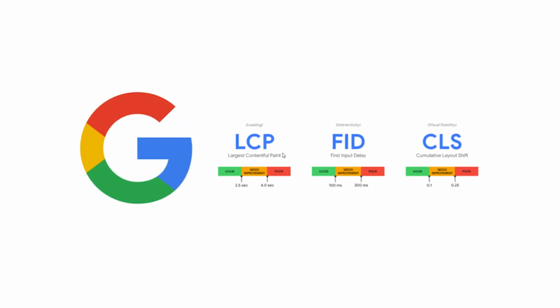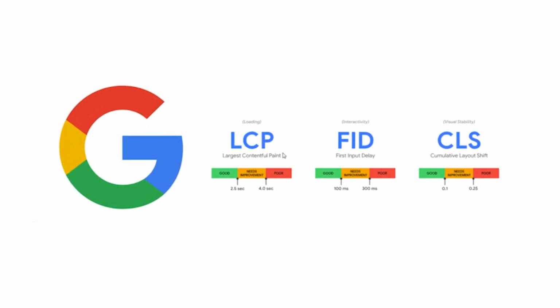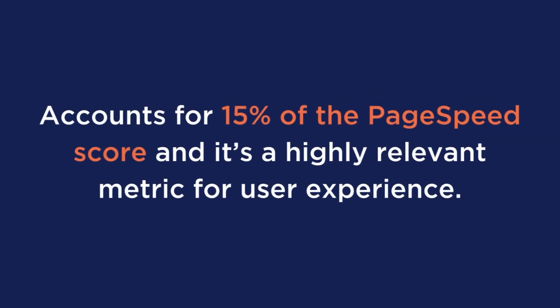And you can probably imagine how annoying it is for the user experience if the content is consistently shifting. And that is exactly why CLS is one of the 3 core vital metrics assessing a page's user experience. If you didn't know, CLS accounts for 15% of the page speed score, and it's a highly relevant metric for user experience and also a new ranking factor. Therefore, this issue could also affect your SEO performance.